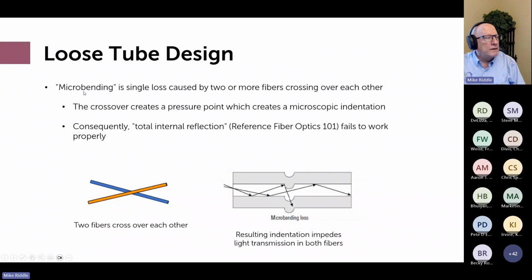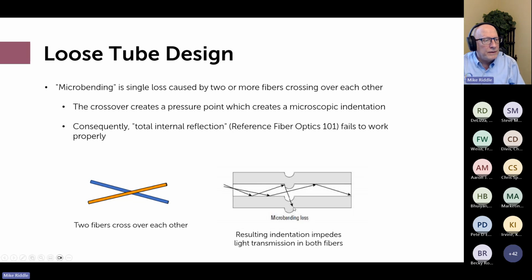Microbending is caused when two or more fibers cross over each other. Like you see here, the crossover creates a pressure point, and that creates a microscopic indentation, and you get a similar effect, light leakage. So the light's trying to bounce down the fiber and stay within the core, but instead it hits this little bump and that reflects it at an angle where it exits the fiber.